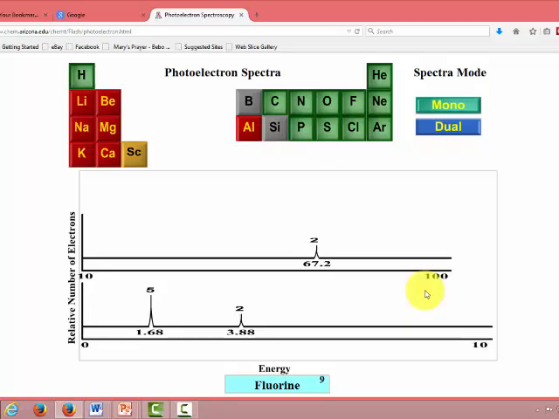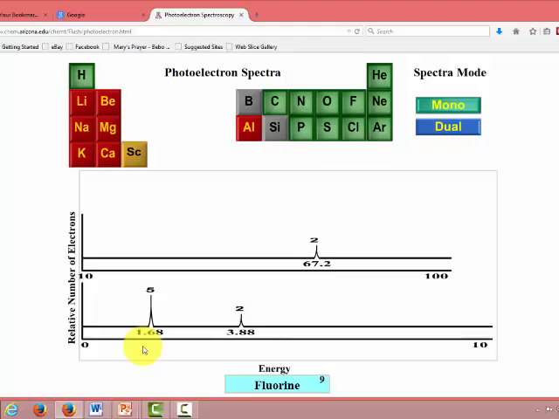This is the spectrum for fluorine. Its highest energy peak at 67.2 megajoules per mole represents the 1s level. The next highest energy peak at 3.88 megajoules per mole is the 2s level. The lowest energy peak at 1.68 megajoules per mole is the 2p level.